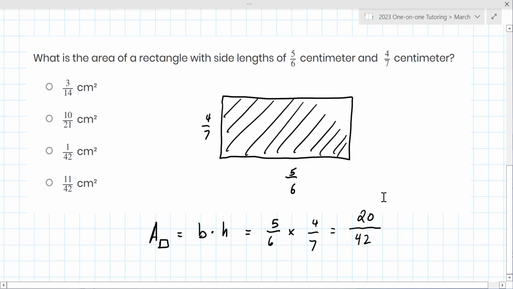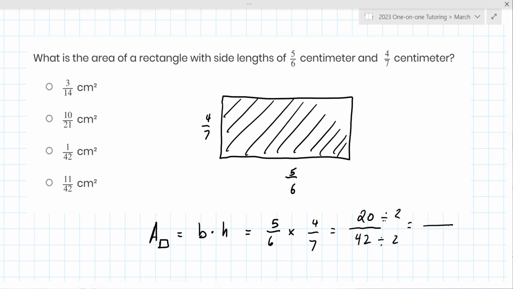Number that goes into both. What goes into both of these? I believe 2. 2. Okay, so go ahead and divide. Okay.